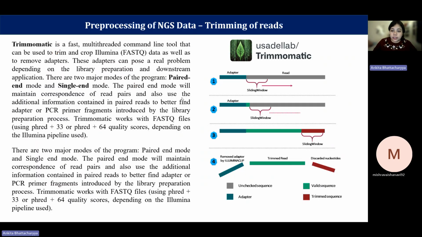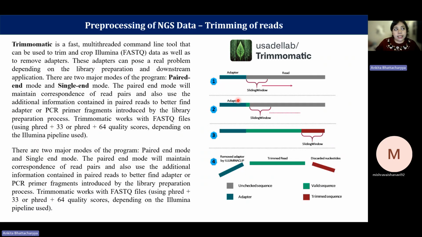Look at this particular schematic on the right. We'll be discussing this in more detail, and some terms you might not understand right now. But basically, after sequencing, if this is the read that you're getting, this is your unchecked sequence. This is your adapter. Sliding window is a strategy which Trimmomatic uses. We'll come to later how it exactly works. What is it doing? It is scanning through the sequence, and it is checking which sequence is actually valid and which sequence is incorrect. It will check for known defined adapter sequences and it will remove them.